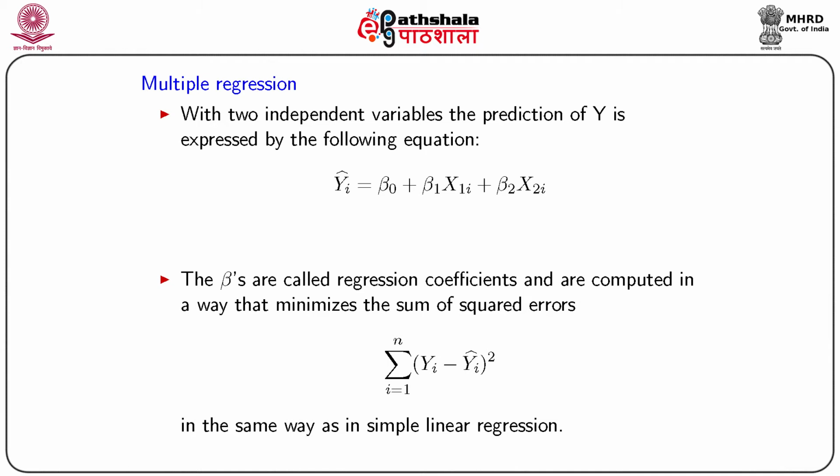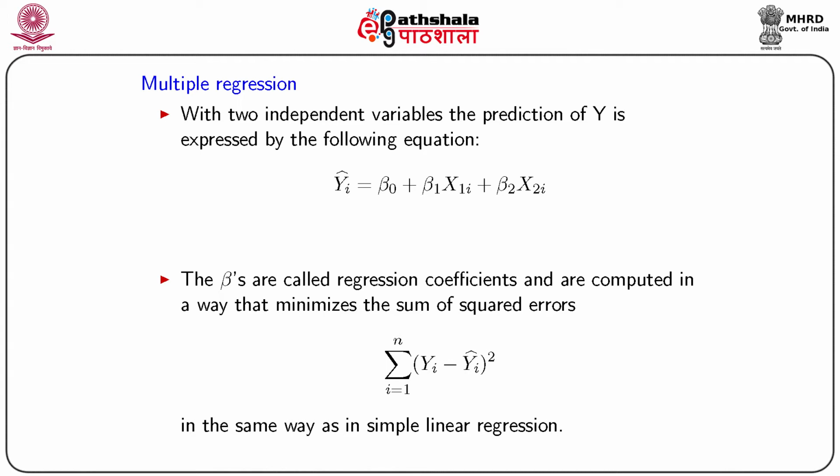Now with two independent variables, the prediction of y can be expressed as: y hat equals beta naught plus beta 1 x1 plus beta 2 x2. Here y hat represents the predicted value of y from a multiple regression equation using the two explanatory variables x1 and x2. x1 and x2 are the two explanatory variables, and beta naught, beta 1 and beta 2 are the regression coefficients. Now the betas are also computed in such a way that minimizes the error sum of squares, where again error is the difference between the actual observed values of y and the predicted values of y.